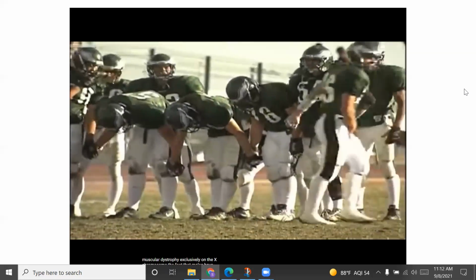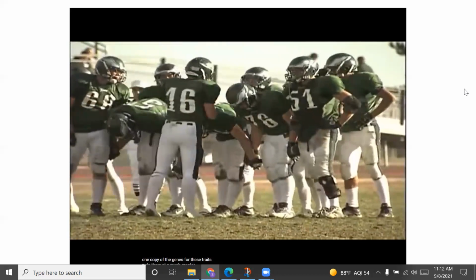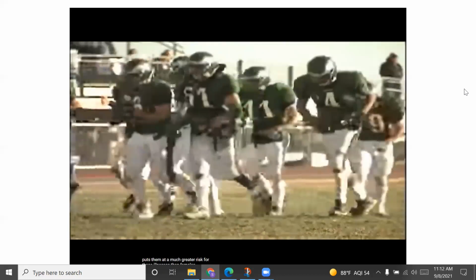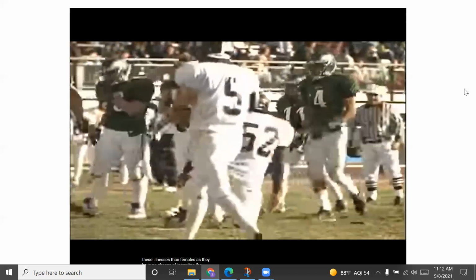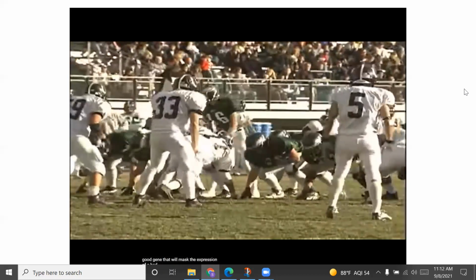The fact that males have only one copy of the genes for these traits puts them at a much greater risk for these illnesses than females, as they have no chance of inheriting a second good gene that will mask the expression of a bad gene they may inherit.